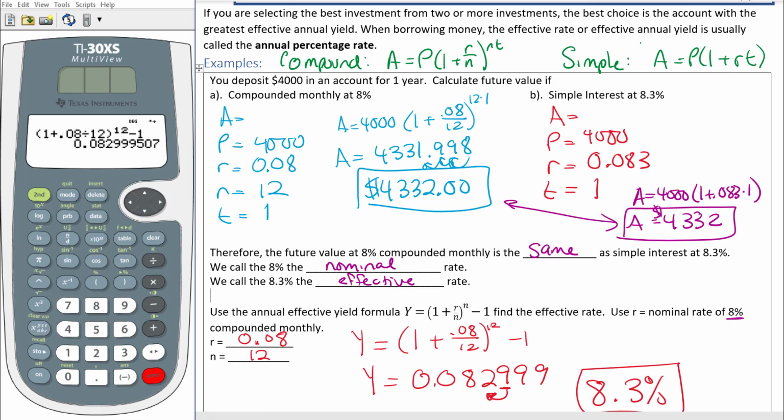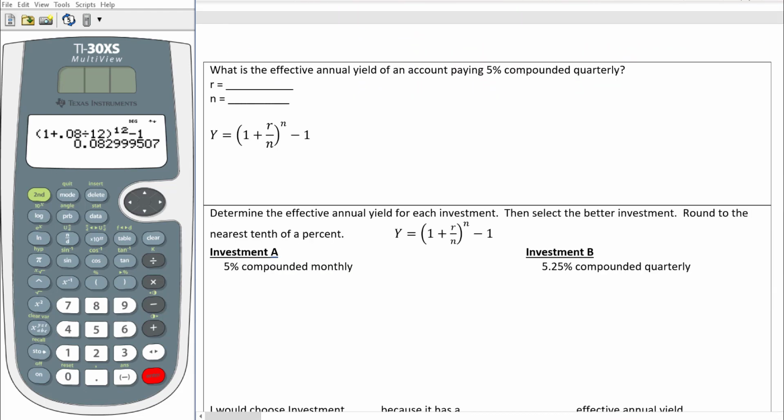This formula, y equals (1 + r/n)^n minus 1, will get you that annual yield rate. Okay? Let's try this on an example of its own. What is the effective annual yield on an account paying 5%, so the r is 5% or 0.05, compounded quarterly? Quarterly, that's 4 times a year. So when I plug that value in, I have (1 + 0.05/4)^4 minus 1.